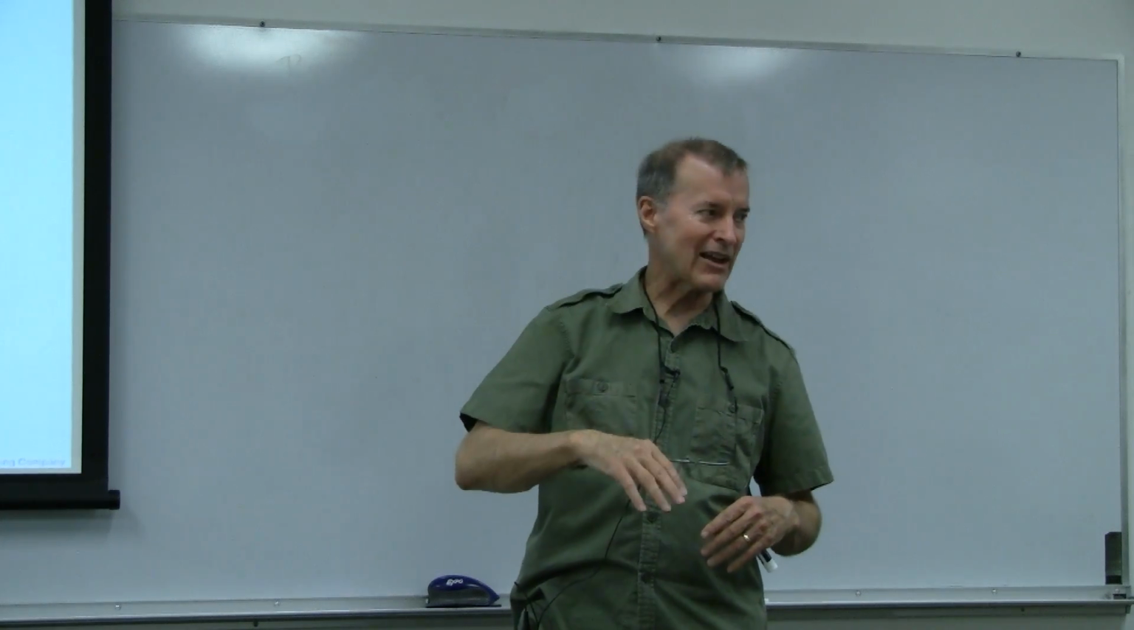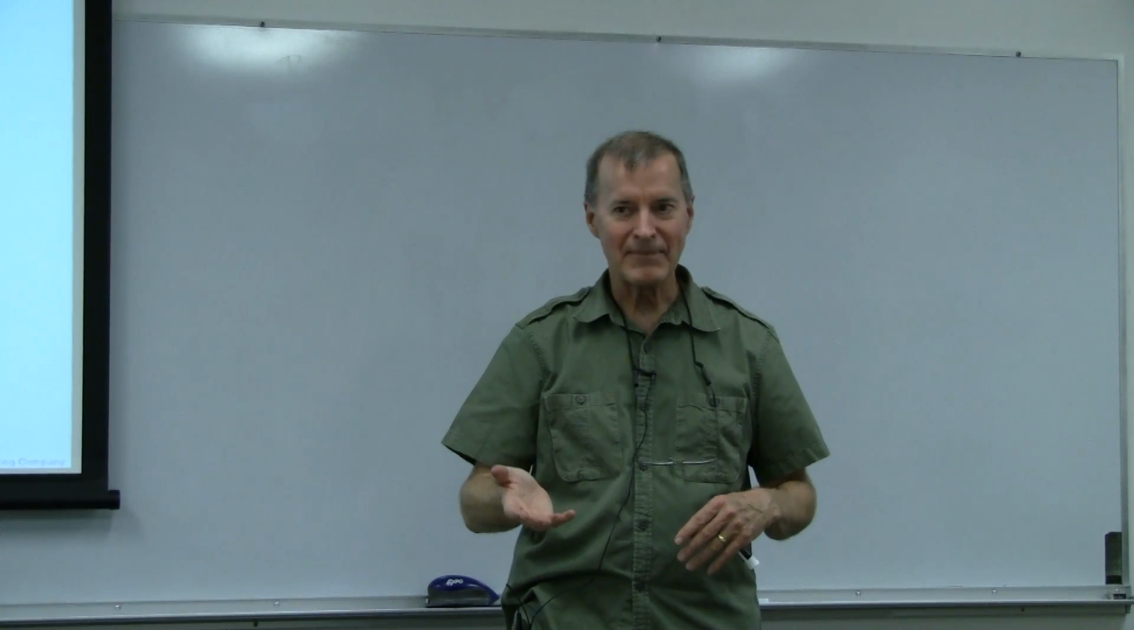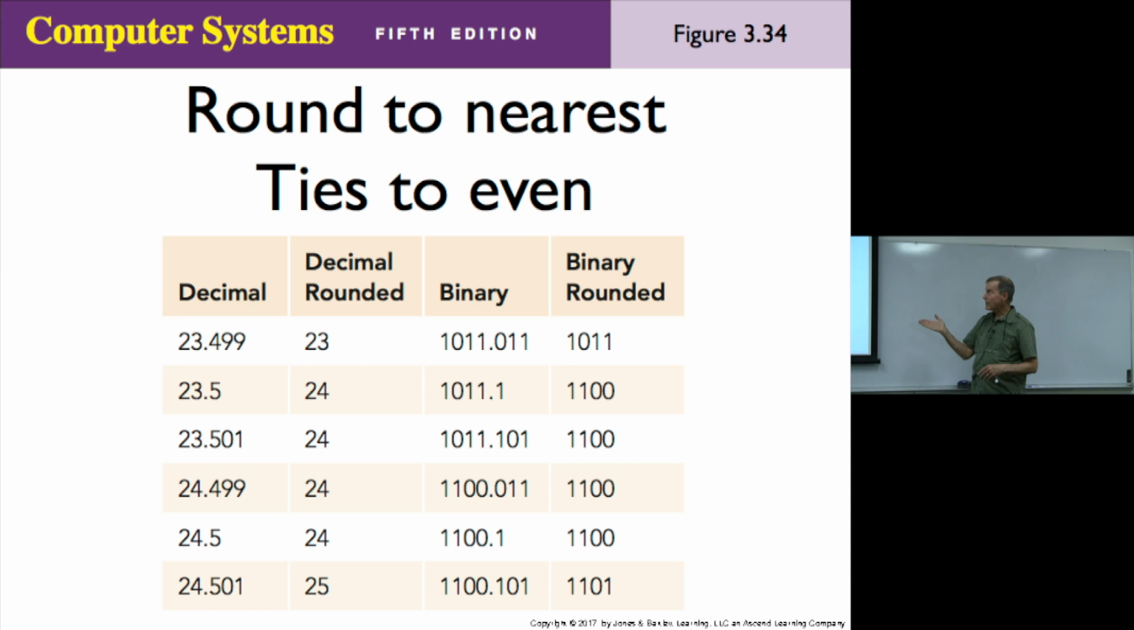So what do you want to do? Half the time round down, half the time round up. You could have a random number generator that does it randomly, which would be good, but that's inefficient. It would take more computation. So the rule is, round to the nearest, but if it's a tie, you go to the even. So it's round to nearest, ties to even.